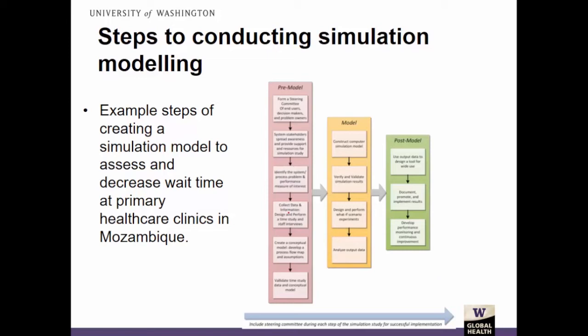So you can see on the pre-model, the last one is validate the time study data. Okay, so we did that. So then you construct the computer simulation model, and then you verify and validate the simulation results. So in Mozambique, we got to this point, and then actually we couldn't validate it. Their model didn't make sense. So it didn't make sense to go to the next step, which is to design and perform the what-if scenarios.